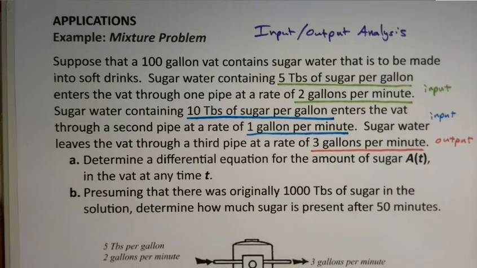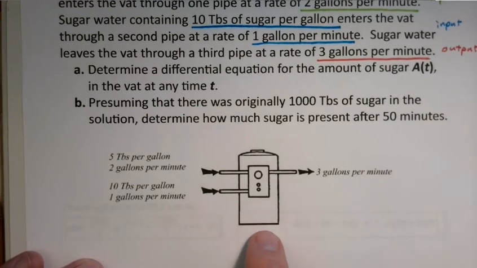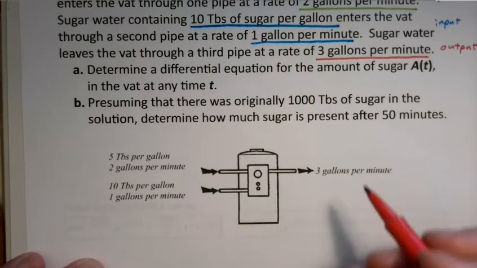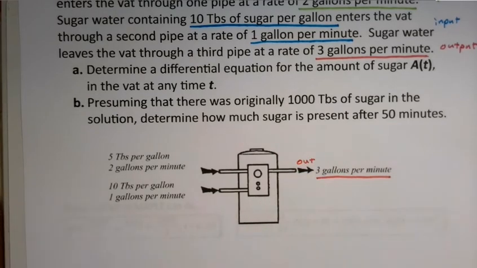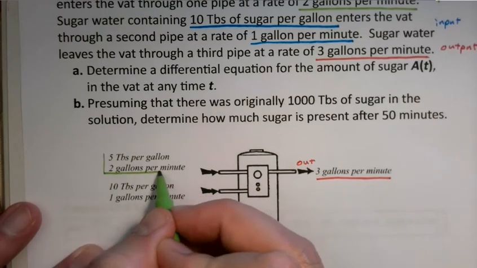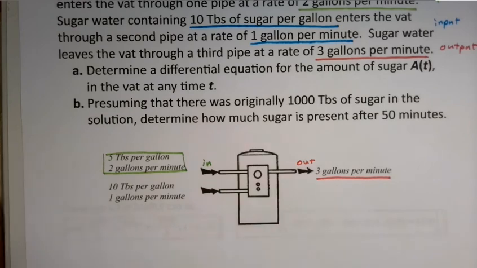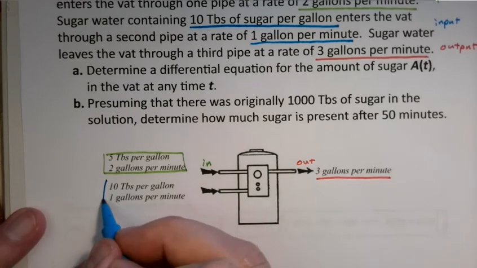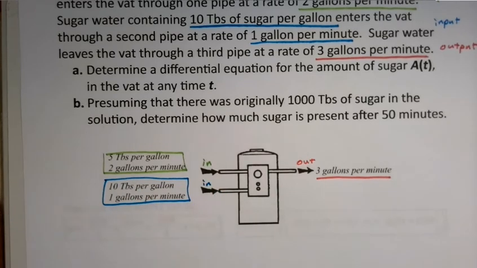And down here at the bottom you'll notice a diagram, just a really rough kind of picture of some big tank. And you've got your output here. And on the other side, you have your input. And we had 2 types of input, if you remember. We had the 5 tablespoons and 2 gallons per minute. This is our green input. And the other one was our blue input, 10 tablespoons per gallon at 1 gallon per minute.